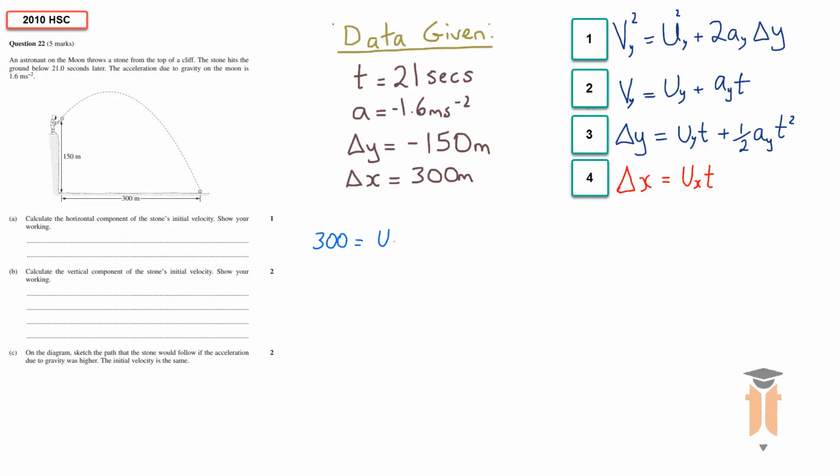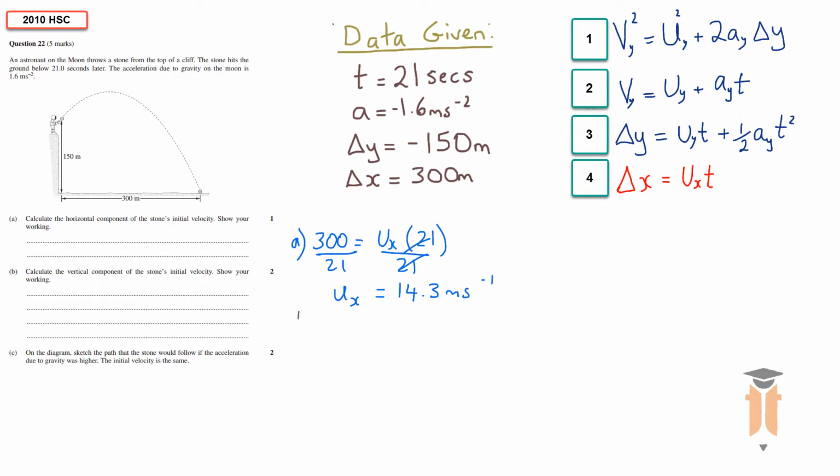So using the fourth equation, we have our change in x, which is 300 meters, equals our initial horizontal velocity times the time, which is 21 seconds. Divide both sides by 21, and you get your horizontal component to be 14.3 meters per second. That is for A.